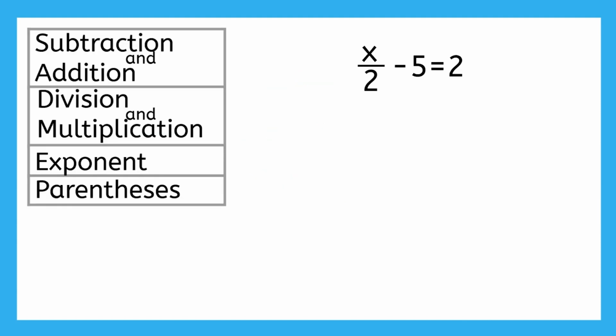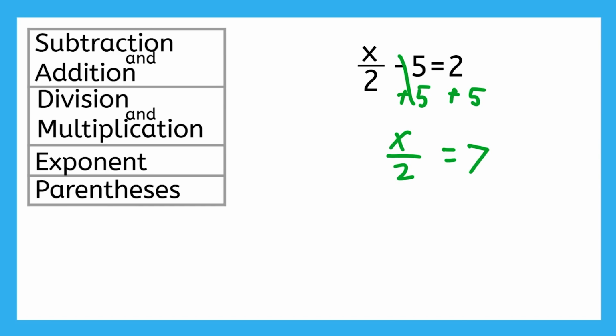All right, last example for this video. x over 2 minus 5 equals 2. First up, subtraction and addition. This time we have subtraction, and we're going to undo that with addition by adding 5 to both sides. The -5 and the +5 cancel each other out, just leaving us with x over 2 equals 7.